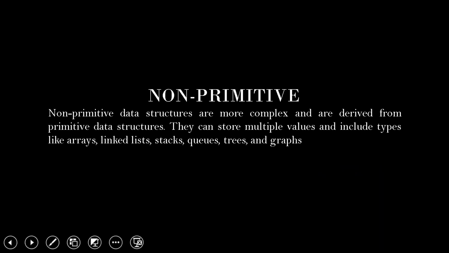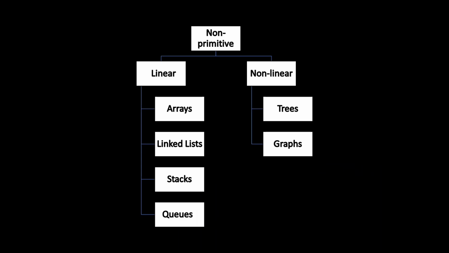So next to the primitives are the non-primitives, which are data types given by the user, obviously written using the primitive data types. There are two main types under non-primitive, which are linear and non-linear.